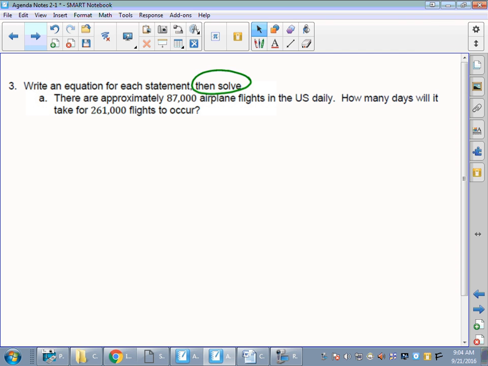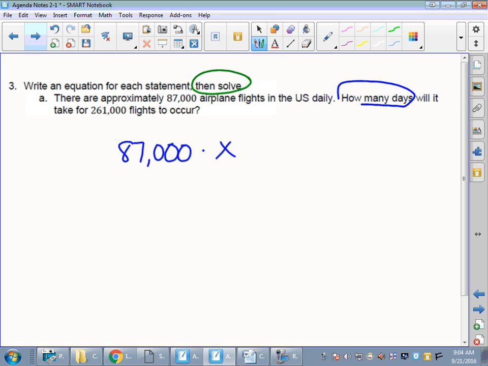There are a couple possible equations we could write. There are approximately 87,000 airplane flights in the US daily. How many days will it take for 261,000 flights to occur? So we could go about this two ways. We could say 87,000 flights a day times x days, right? It's asking how many days. That will give us that 261,000.